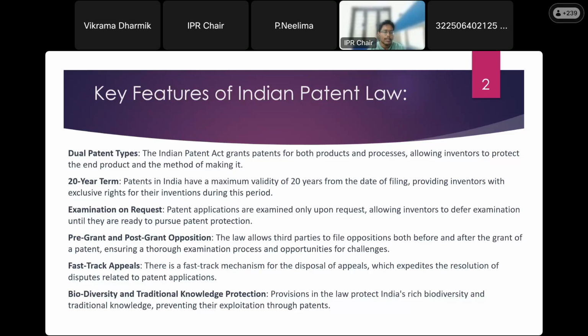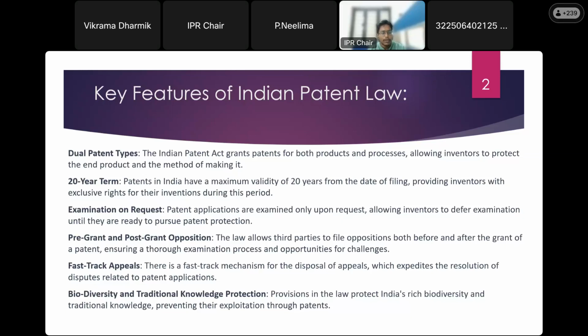So in summary, from the filing of the patent and before the grant of the patent, anybody can oppose your patent. And after the grant of the patent, within 12 months from the grant, anybody also can oppose. That is called post grant opposition.